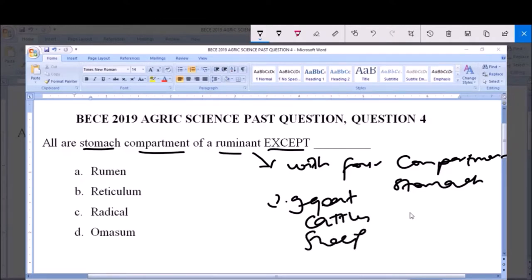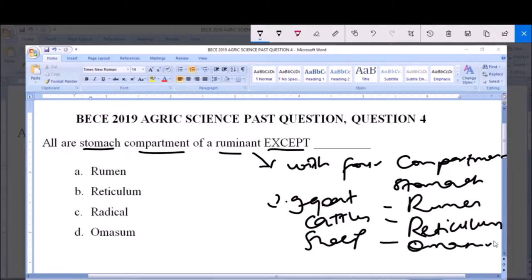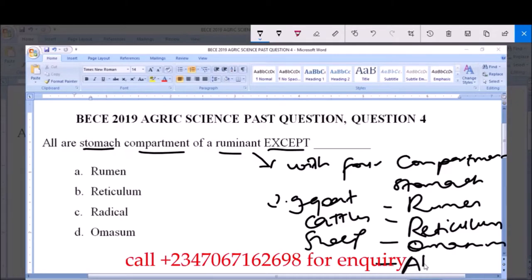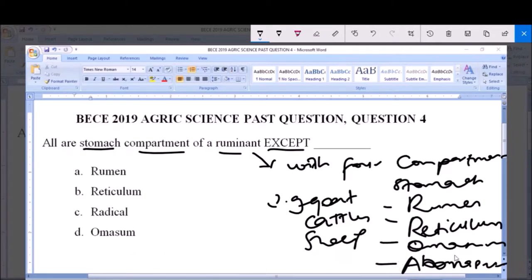Now these four stomach compartments each have a name. The first is what you call the rumen. The second is what we call the reticulum. The third is what we call the omasum. And the fourth is what we call the abomasum. These are the stomach compartments of ruminant animals: the rumen, reticulum, omasum, and abomasum.